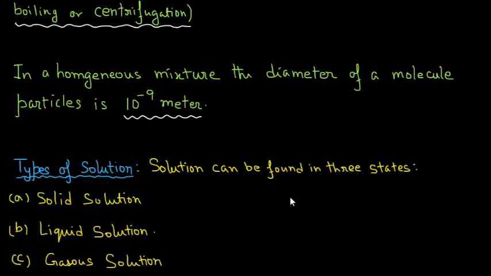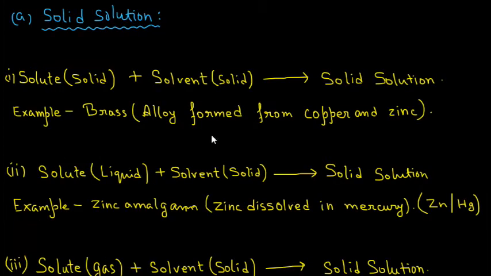Types of solution. Solution can be found in three states: A, solid solution; B, liquid solution; and C, gaseous solution. So let us see solid solution. In solid solution, always remember the solvent will be in the same state as the state of the solution.